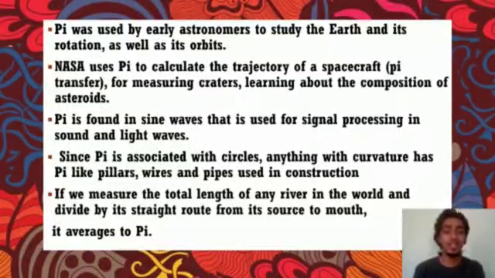Pi is found in sine waves that are used for signal processing, in sound and light waves. Since pi is associated with circles, anything with curvature has pi, like pillars, wires, and pipes used in construction. If you measure the total length of any river in the world and divide by its straight route from its source to mouth, it averages to pi.